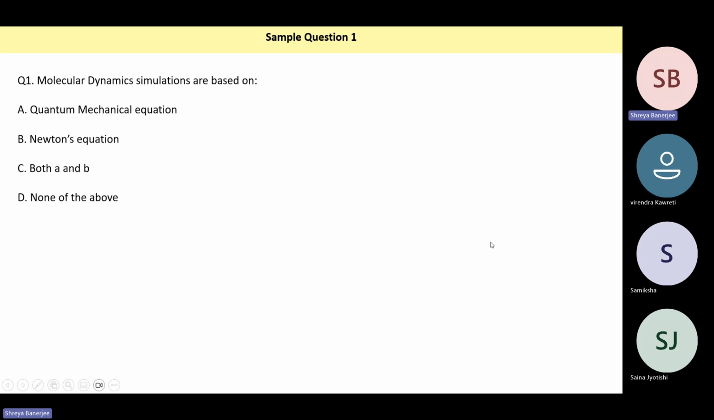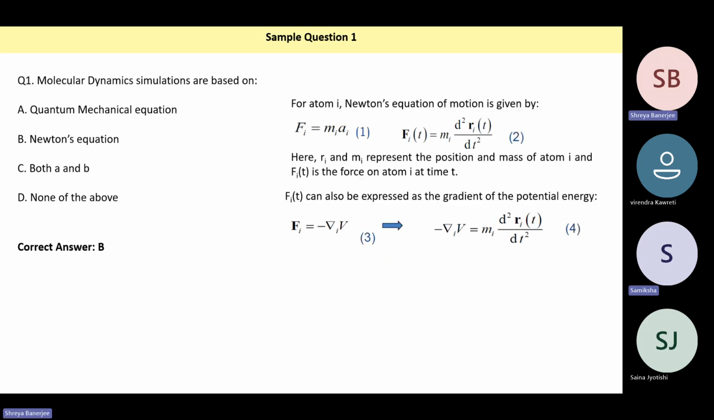So molecular dynamics simulations are based on which one? Newton's equation. Yeah, that I had discussed, that based on these equations only, the software is programmed to calculate the energies, positions, and momentums of each particle.